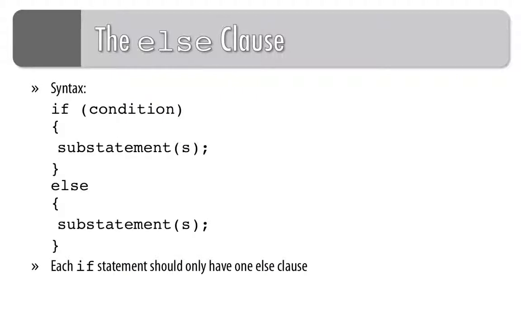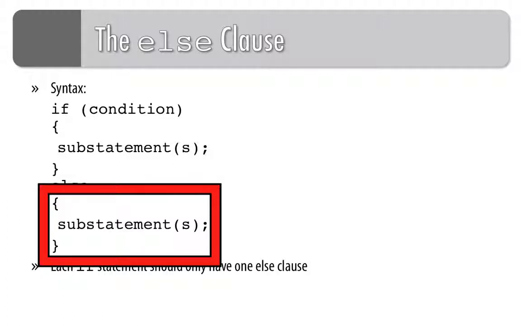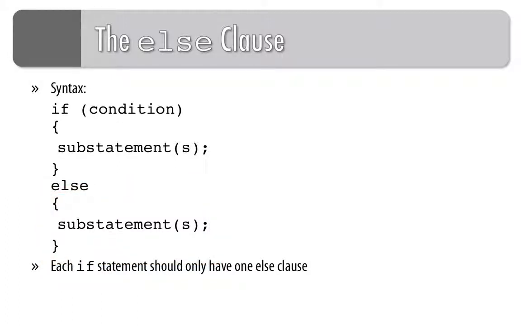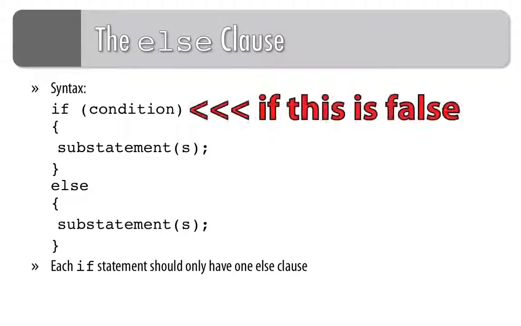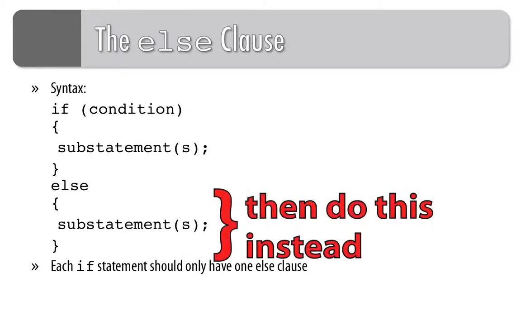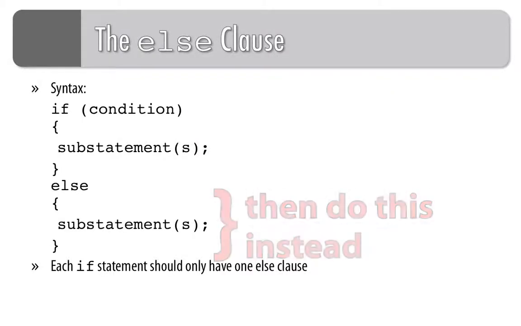The else clause is used to define substatements to be executed in case the if statement's condition is not met. Here's how it looks. After the if statement, you would add the else keyword. This defines the start of the else clause. It is then followed by its own set of substatements that are enclosed within curly braces. What this entire thing means is that if this condition turns out to be false, then do this instead.